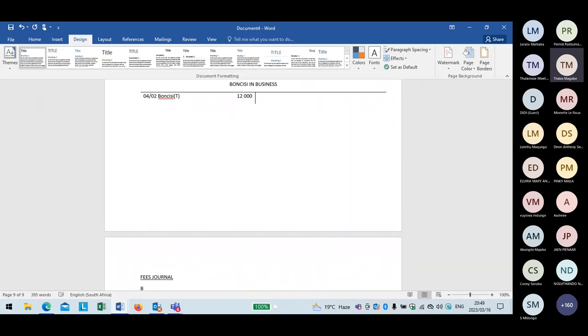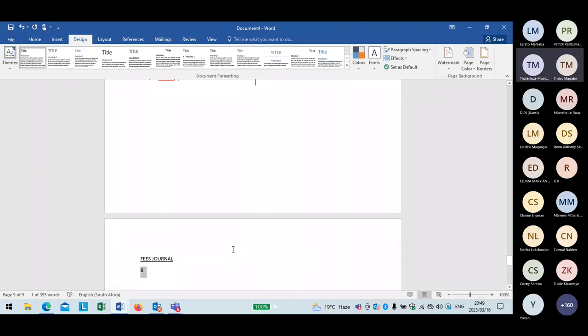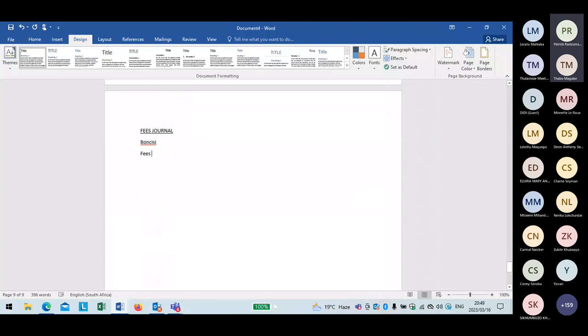Thank you, sir. So we go to fees journal to record fees. Let's scroll up a little bit, Prof, so we can see your fees journal. How much is our fee? 18,000. From a journal, where do we go? Sorry, Prof, is this inclusive of VAT? No. Not to the ledger. We go to the ledger, business or trust ledger? Business.